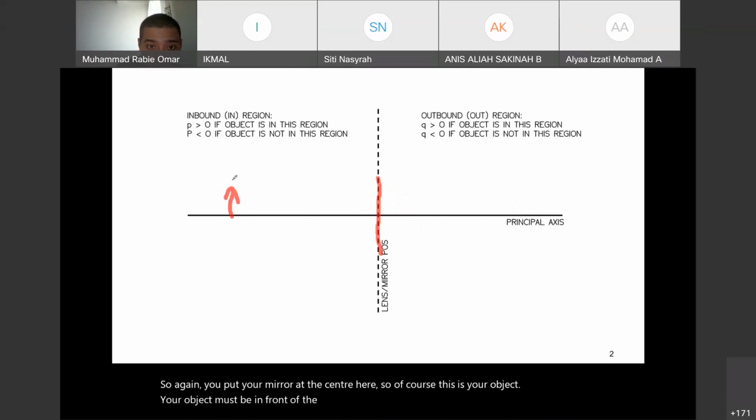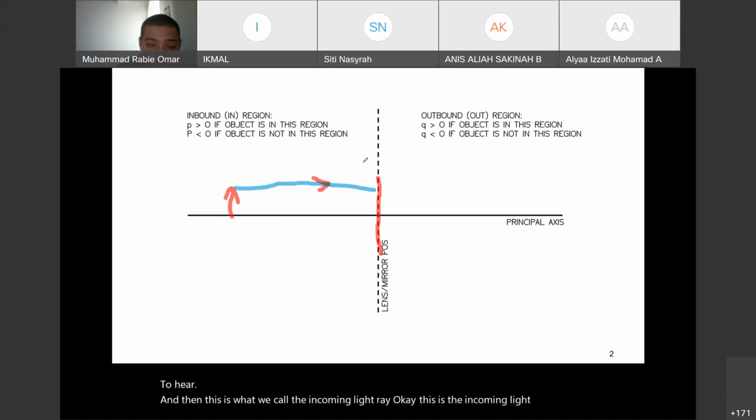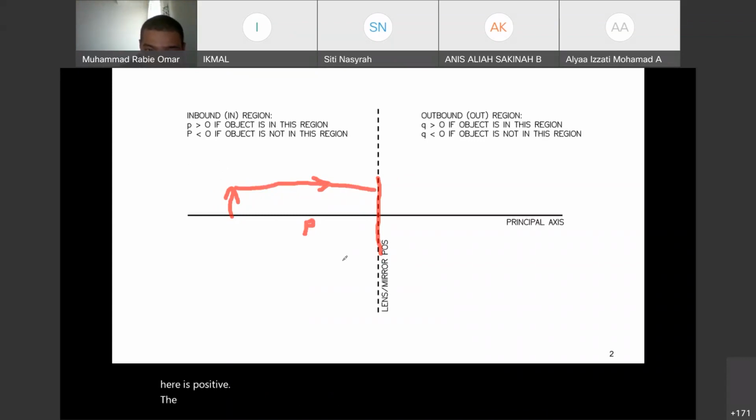If I project the light ray from here to here, this is what we call the incoming light ray. The incoming light ray is in the inbound region. So the value of P here is positive. The value of P is positive.